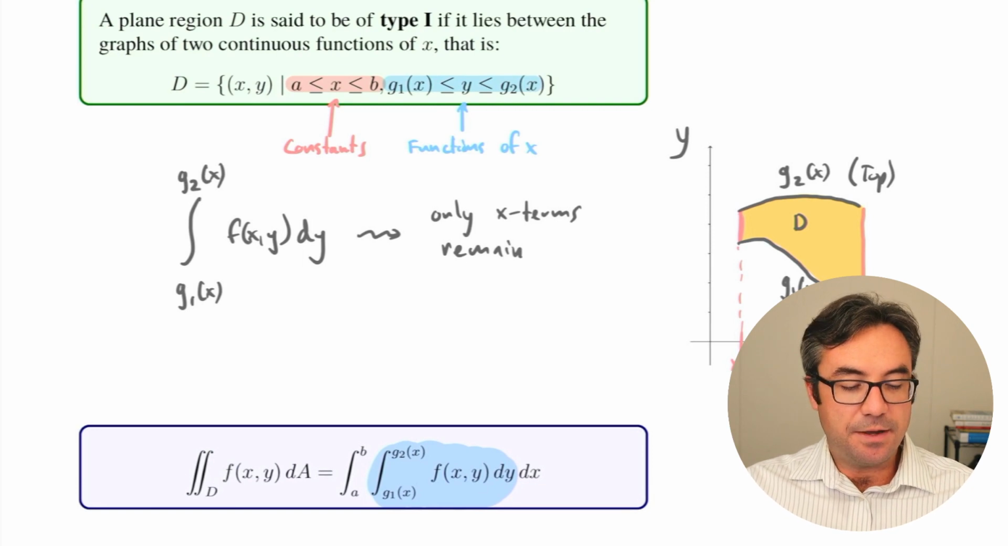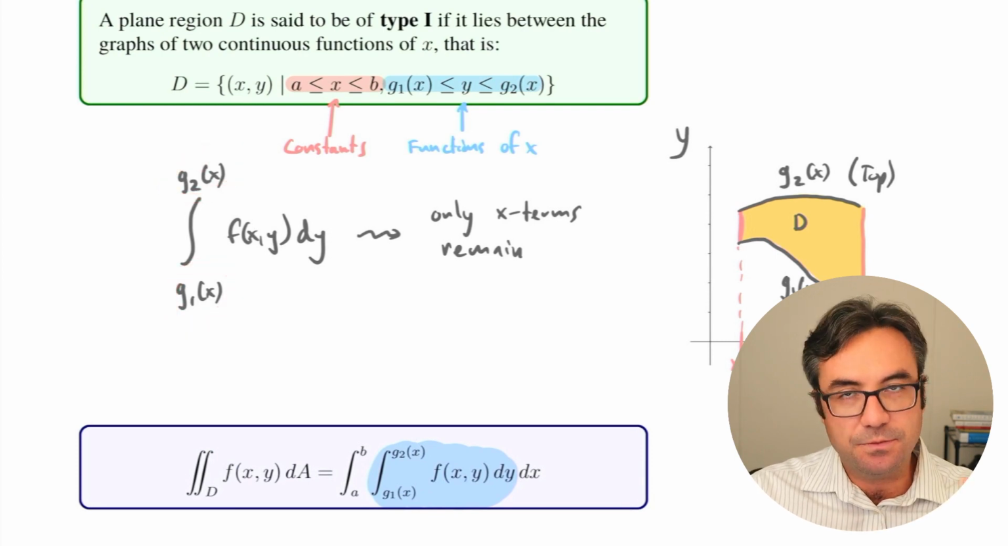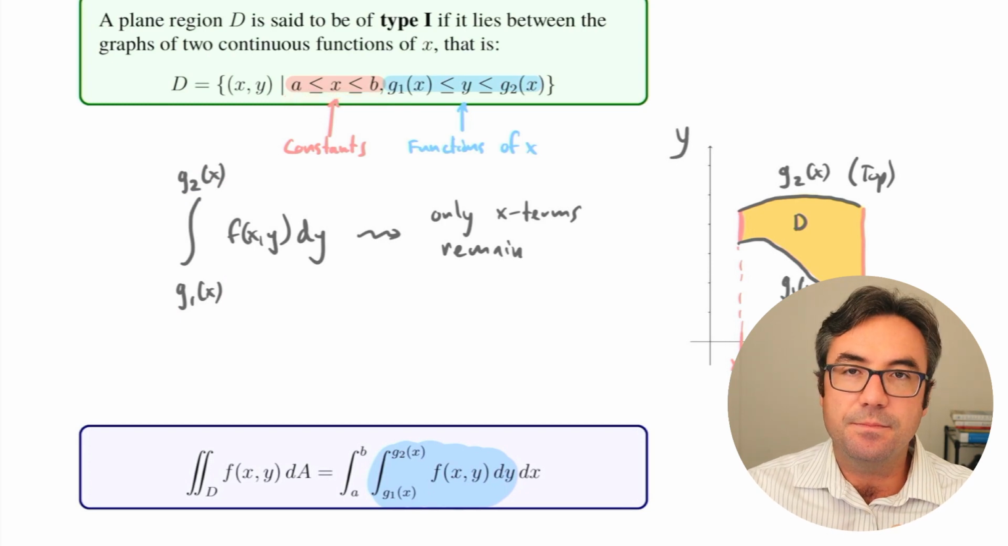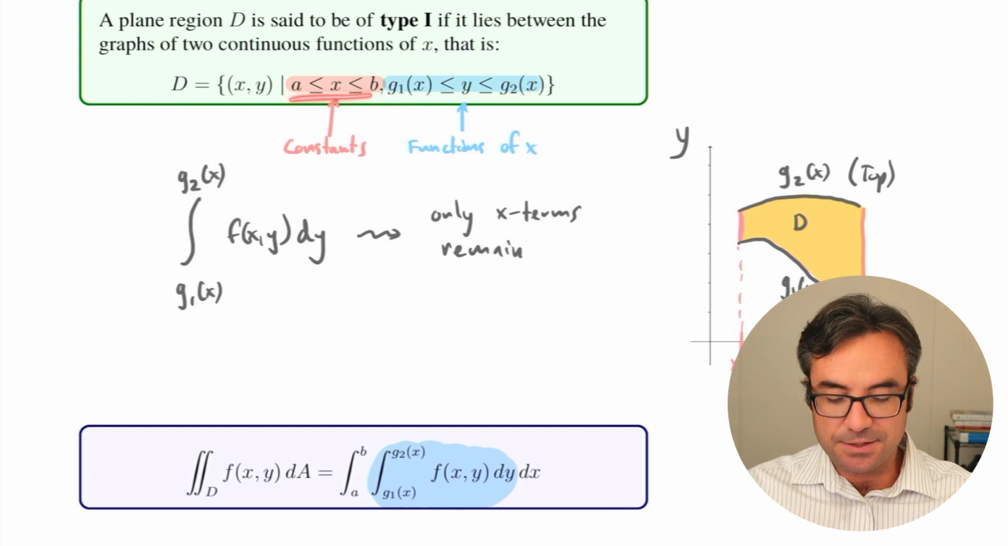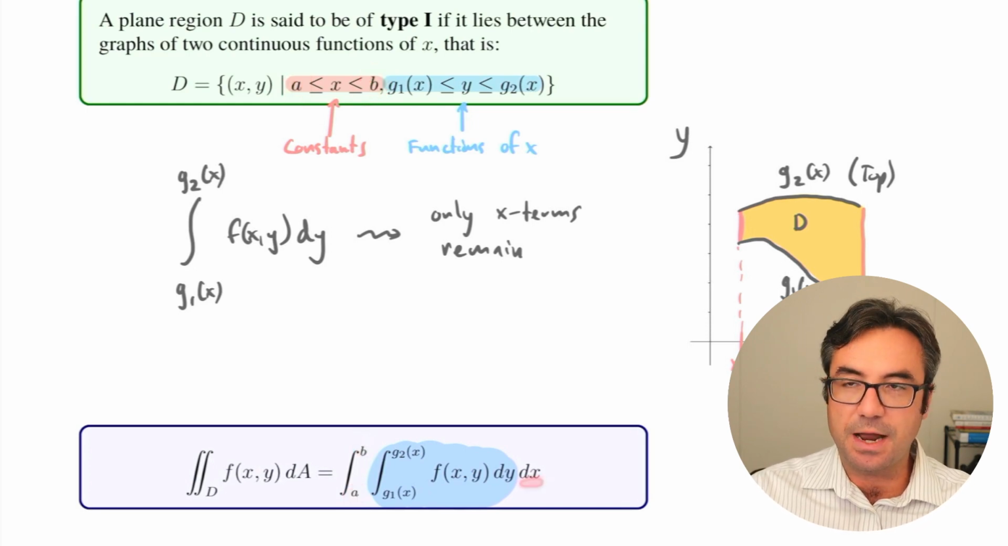So we identify, for these regions, the top and bottom functions, and then we set up our limits of integration with those top and bottom functions. And then the intervals for x, well, those are just going to be constants. So we're just going to throw the constants in for our integration for x.